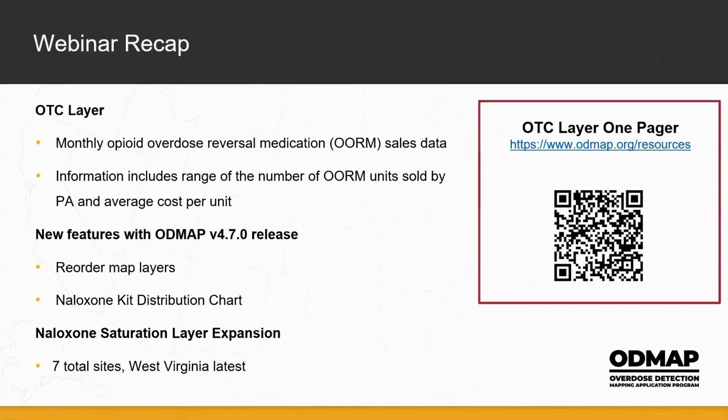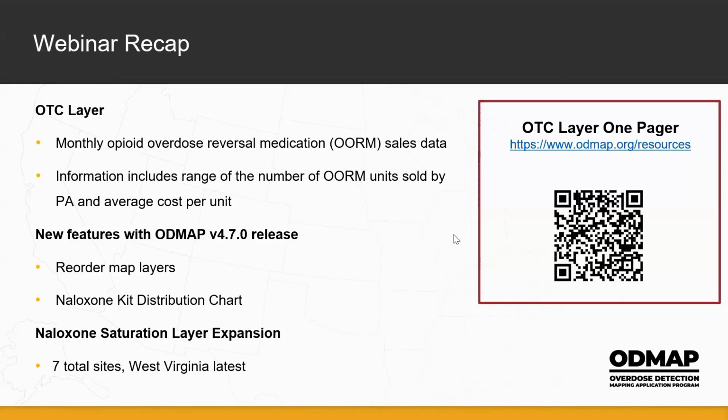Just to recap, the OTC layer, we're looking at monthly opioid overdose reversal medication sales data. Again, it's a little different from what we're used to, but we're all kind of new to this concept and learning. The information that is included, we're visualizing the number of units sold, the range of the number of units during the most recent month. In the pop-up window, you get the precision area ID, report year, report month, and then that range again, and average price.